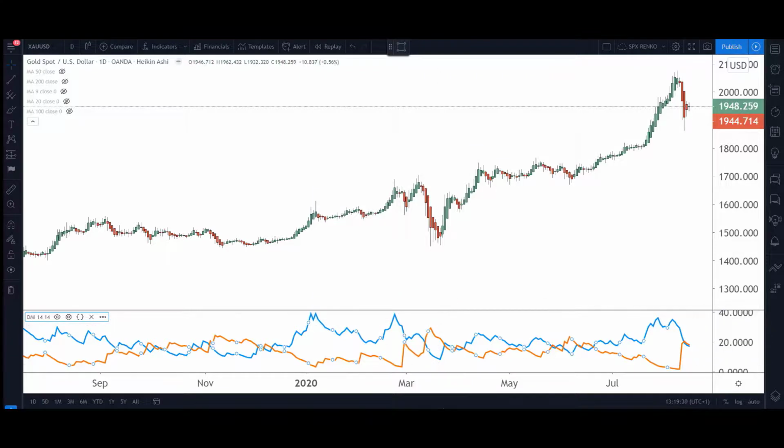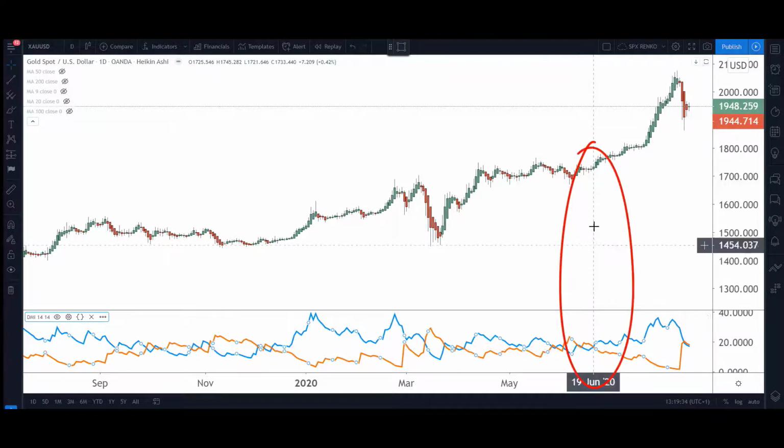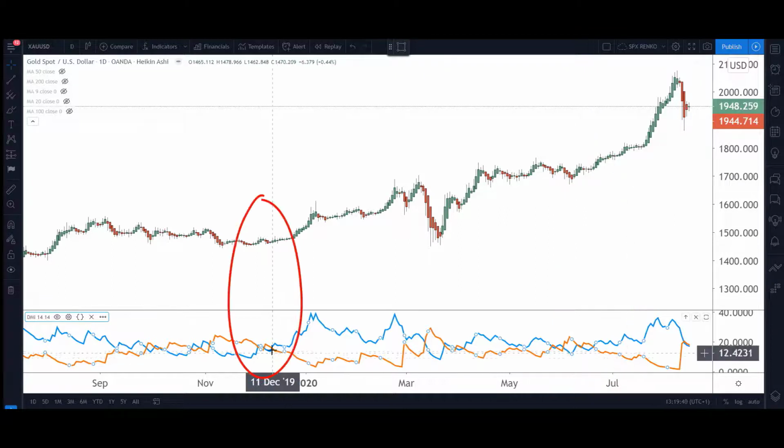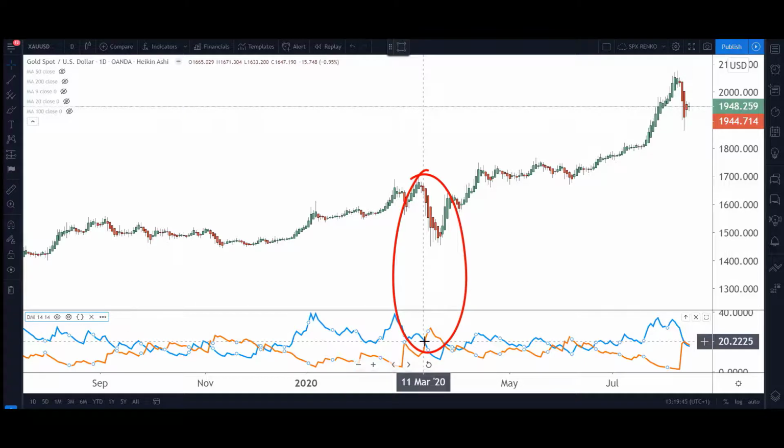I like to use it without the ADX though, as a simple crossover tool. So when the blue is above the orange, it's bullish, and when the orange is above the blue, it's bearish. And you can see what happens when they cross. They then create a more powerful trend change indicator.